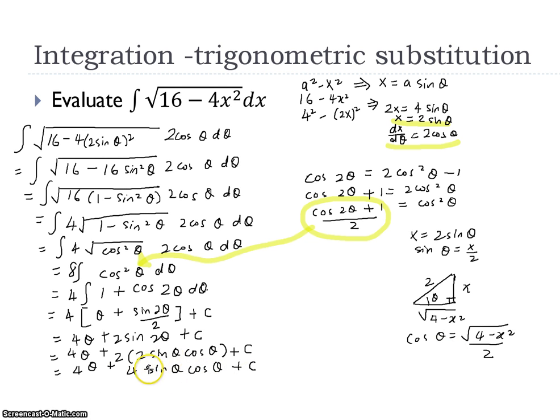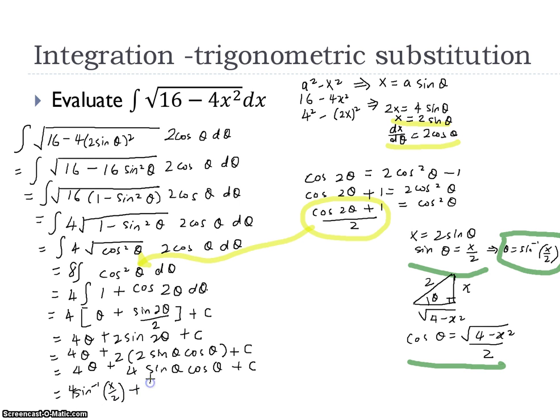Later we can substitute. How about theta? Just now we have sine theta equals x divided by 2, so theta will be inverse sine of x divided by 2. We'll substitute all this into the final answer. We substitute theta, the sine, and the cos. So our theta is inverse sine of x divided by 2, plus 4 times sine theta, which is x divided by 2, times cos theta, which is the square root of 4 subtract x squared divided by 2. Then plus c. We simplify if possible.